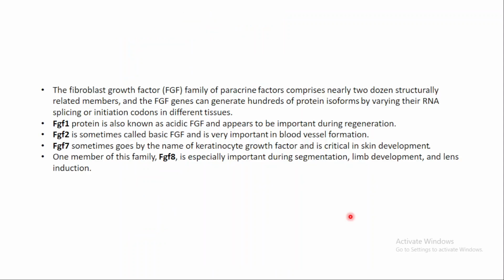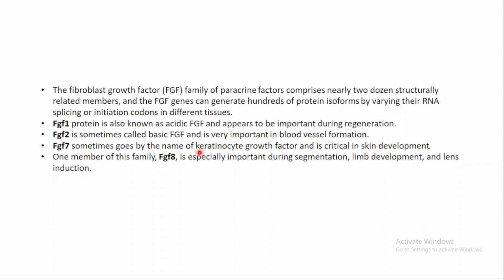Now coming to the different matches that we saw in the match the following. The fibroblast growth factor family of paracrine factors comprises nearly 2 dozen structurally related members, and the FGF genes can generate hundreds of protein isoforms by varying their RNA splicing or initiation codons in different tissue. So we have different kinds of FGF due to alternative splicing. FGF1 protein, also known as acidic FGF, appears to be important during regeneration. That is what we saw. FGF1 for regeneration. FGF2 is sometimes called a basic FGF, very important in blood vessel formation.